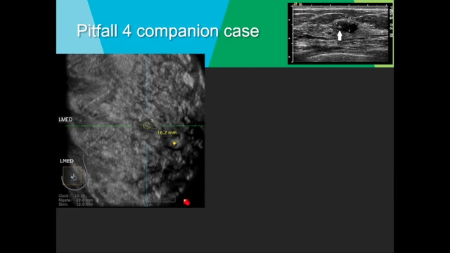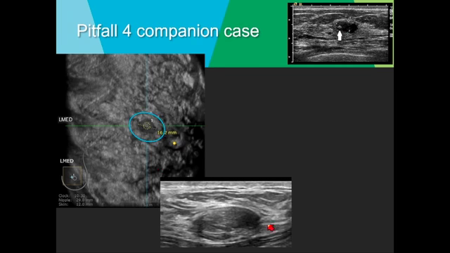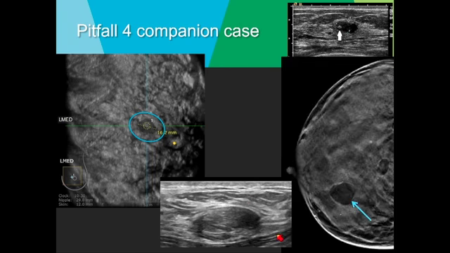Here's another companion case. So this is another ABUS. There's the marker for the nipple. Here's the mass here. And this is what it looks like on handheld. You can see this is, again, parallel circumscribed oval, and it's actually isoechoic to fat. And it's standing out here because it's surrounded by more echogenic breast parenchyma.